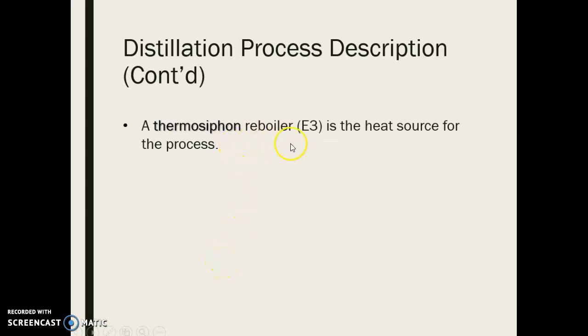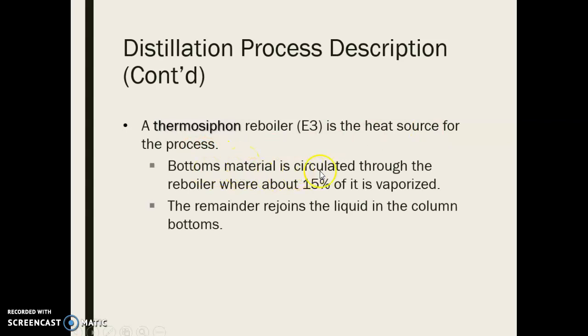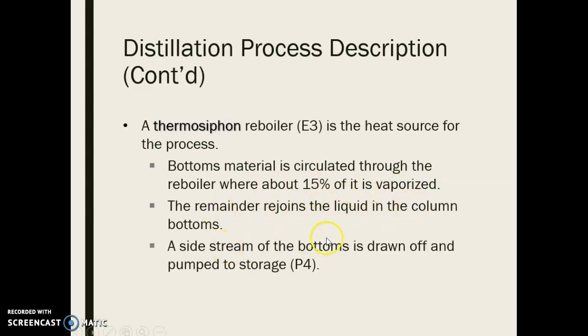Now we have a thermosiphon reboiler. E3 is the heat source for the process. The bottoms material is circulated through the reboiler where about 15% of it is vaporized. The remainder rejoins the liquid in the column bottoms. A side stream of the bottoms is drawn off and pumped to storage, P4.